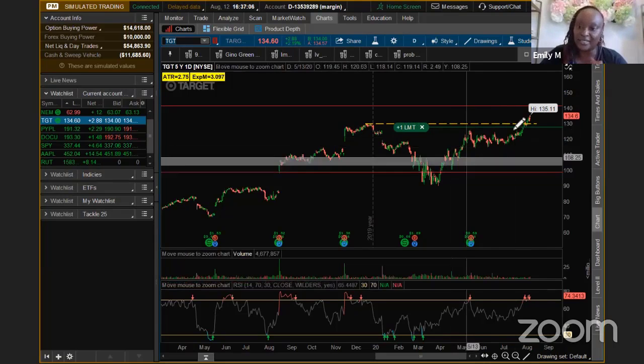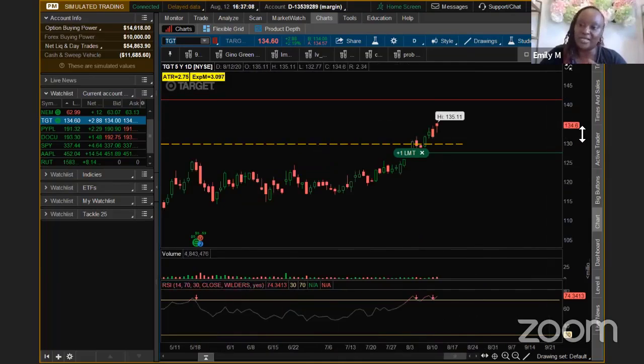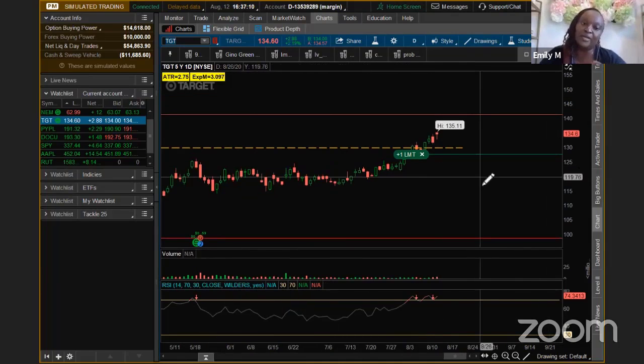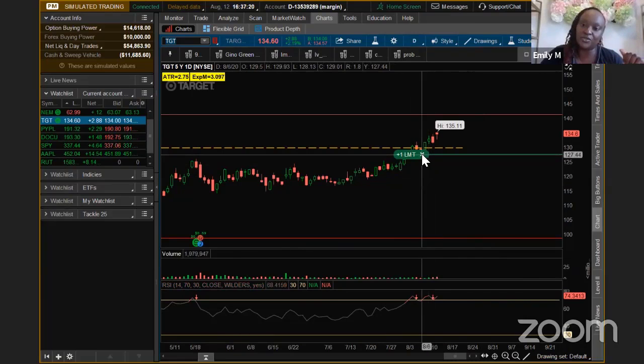So technically, I would have closed out this trade on Friday, but when we talked about what I was going to teach, I wanted to leave it on to show you guys what happens when you don't manually close the trades. So as of Friday, I'm just going to close out this trade so you guys can see this.